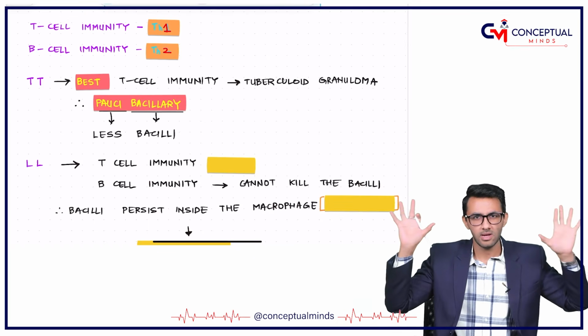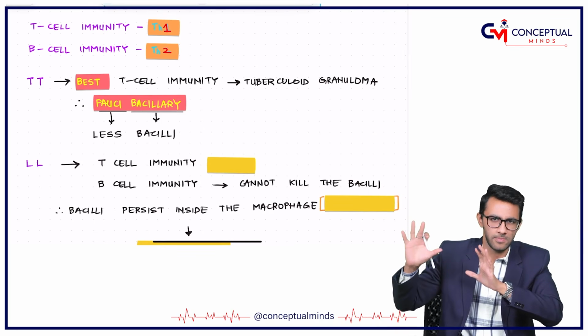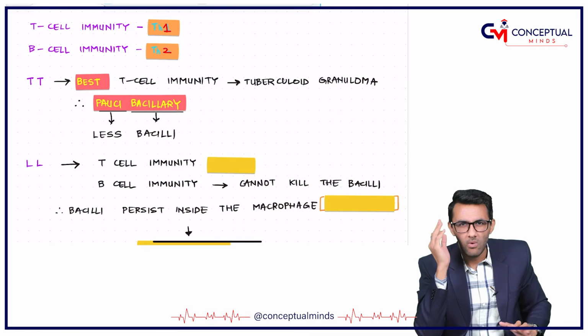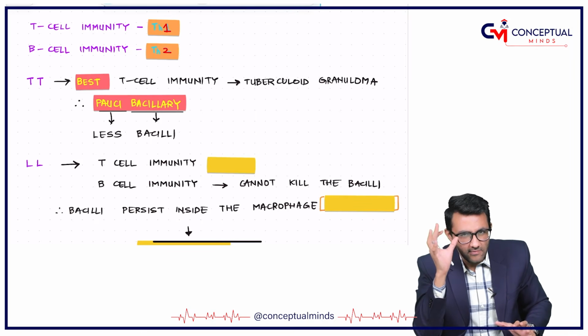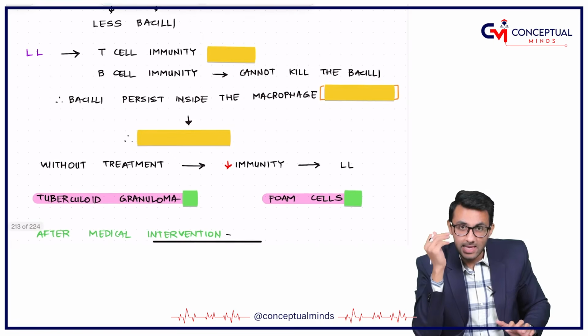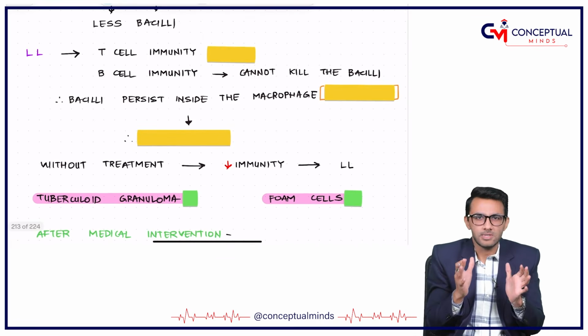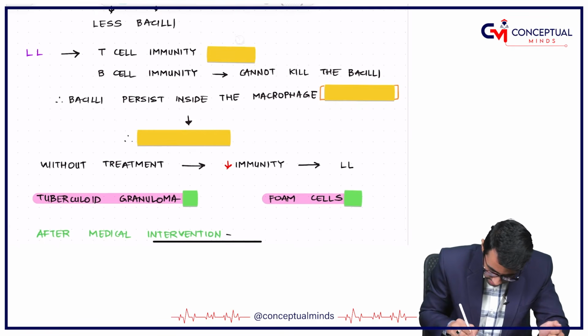Now let us go on to the totally opposite one, that is Lepromatous Leprosy, which has the worst immunity. Why do I say it has the worst immunity? The clinical features are totally different. Why is it different? Because in it, T cell immunity is absent.